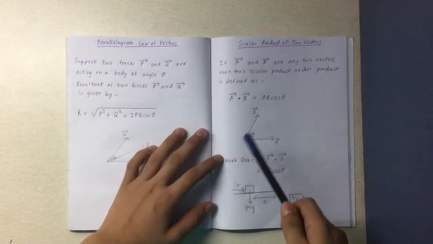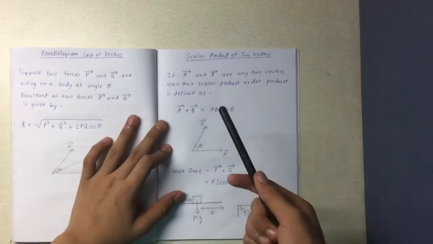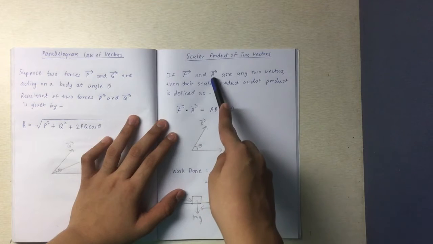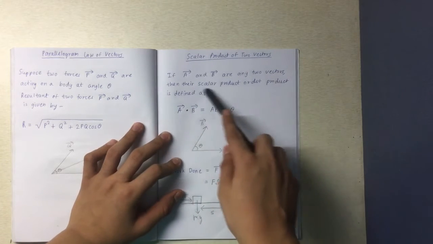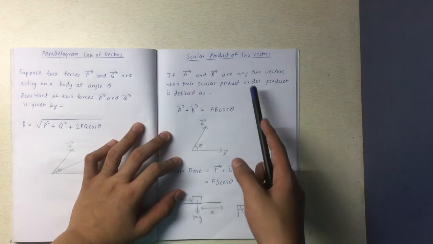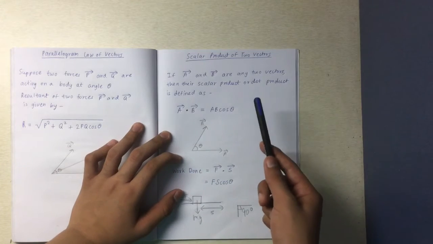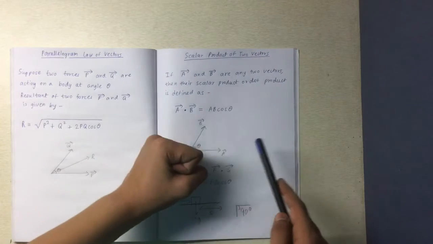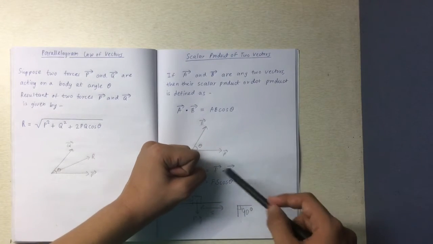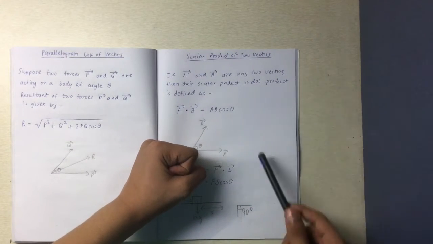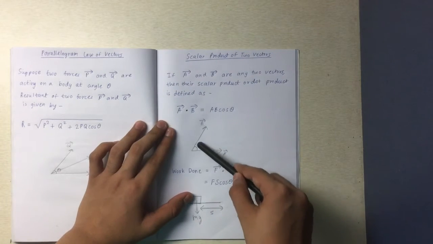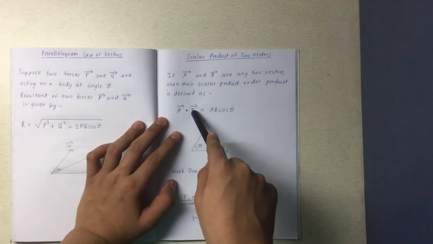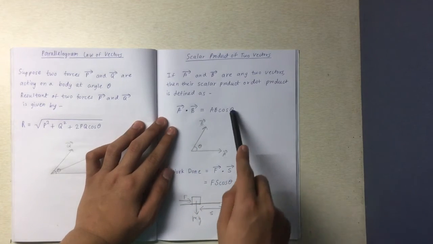So, the scalar product of two vectors basically states that if a bar and b bar are any two vectors, then their scalar product, also known as the dot product, is defined as this expression. If there is a body, and a vector a bar acts on it and a vector b bar acts on it, and the angle between them is theta, then the dot product of a bar and b bar is equal to ab cos theta.